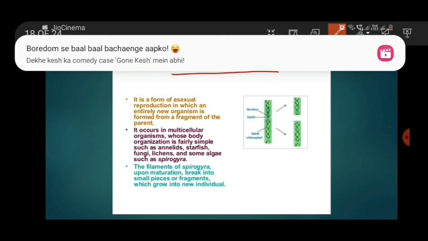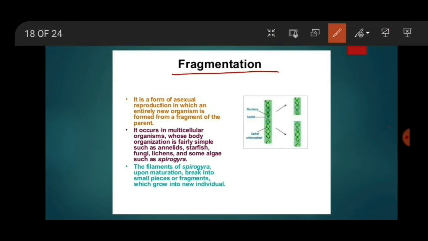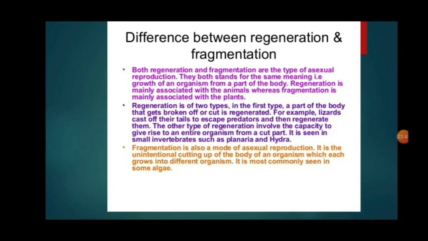Fragmentation is a type of asexual reproduction in which an entirely new organism is formed from a fragment of the parent. It occurs in multicellular organisms whose body organization is fairly simple, such as starfish, fungi, lichens, and Spirogyra. Students, the filament of Spirogyra upon maturation breaks into small pieces or fragments which grow into new individuals. Now, what is the difference between regeneration and fragmentation?